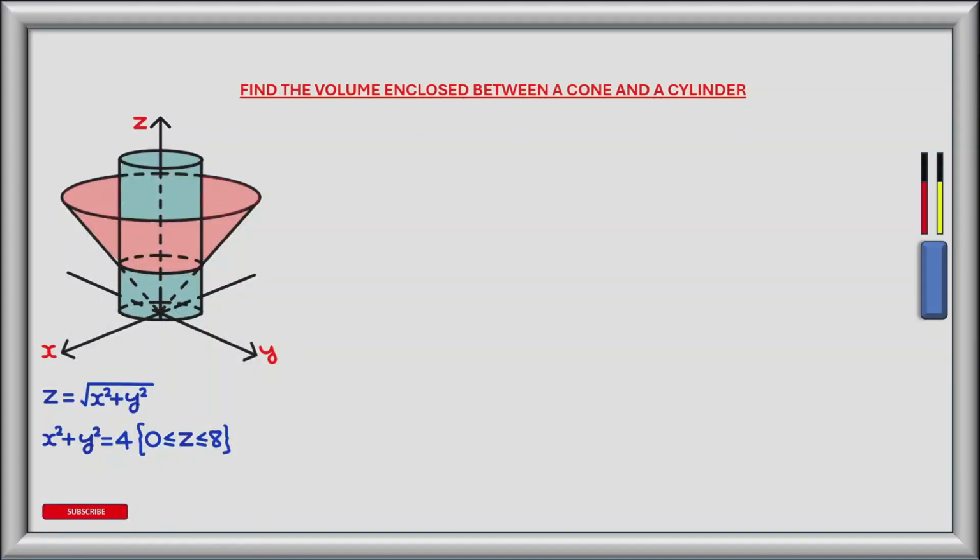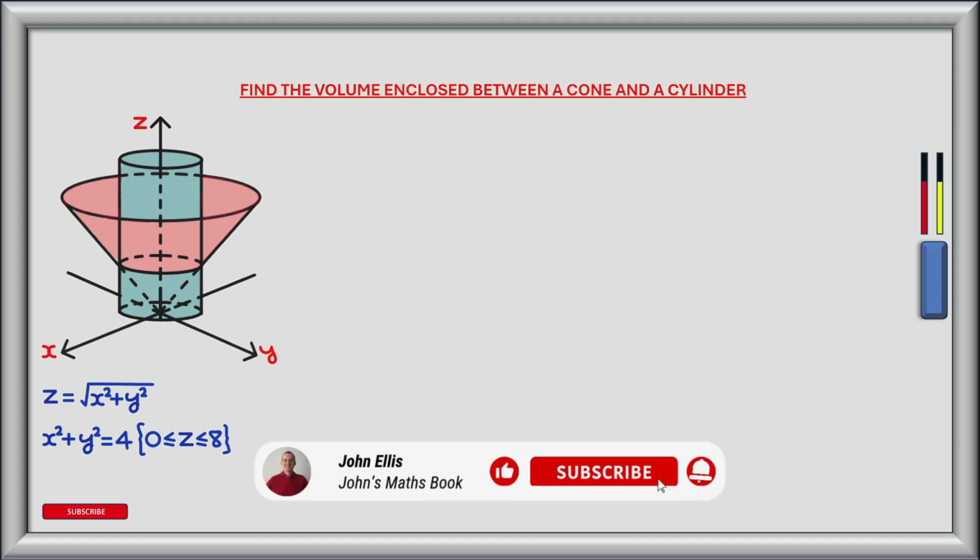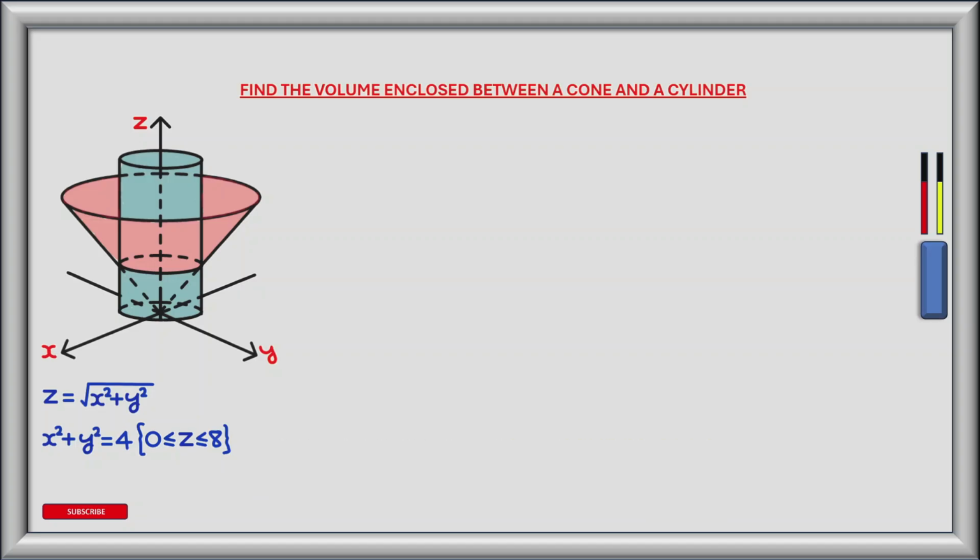Let's use triple integrals and cylindrical coordinates to find the volume enclosed between a cylinder and a cone. In this example, the cone is defined by the Cartesian equation where z is equal to the square root of x squared plus y squared. The apex of the cone is where z equals 0 and on the xy plane.